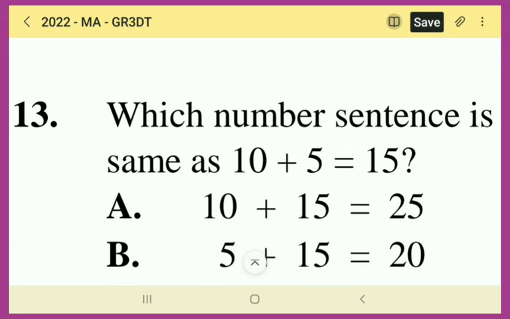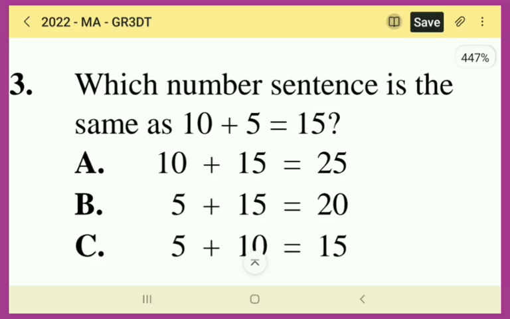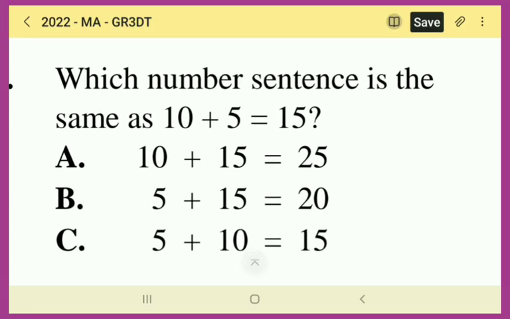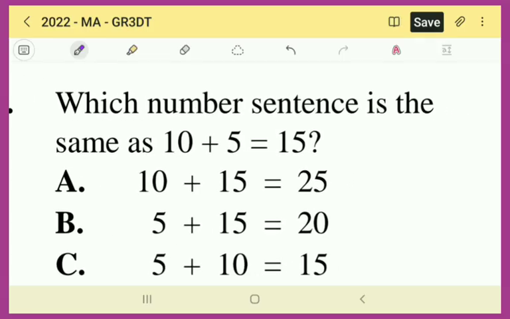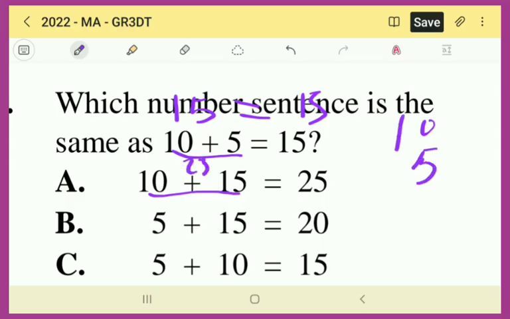Number 13. Which number sentence is the same as 10 plus 5 equals 15? So what they're saying here, boys and girls, is that 10 plus 5 is 15. 15 is equal to 15. So whatever you work out, one side 15 must be the other side being 15. 10 plus 15 is 25. Alright, 25. If you need to set out, set out your 10 and your 15. I don't need to set it out, so I'm just running with it.